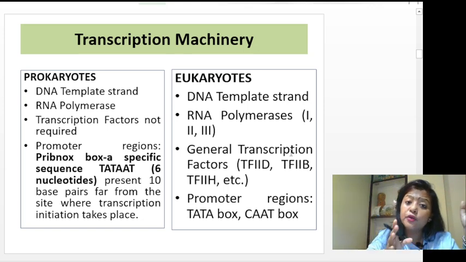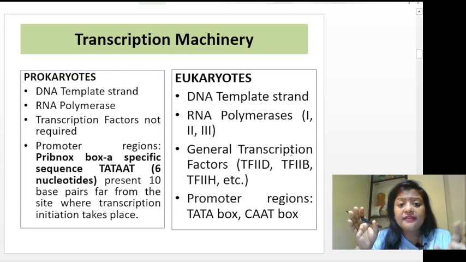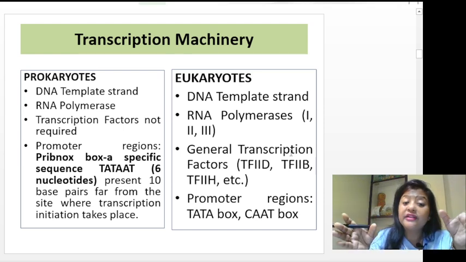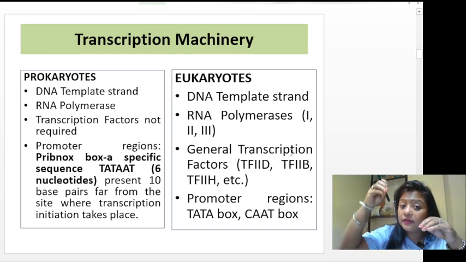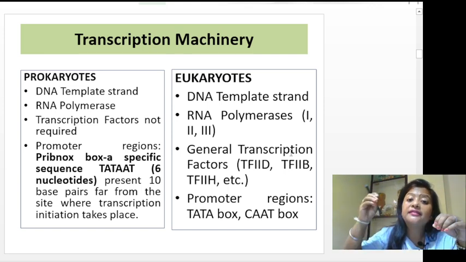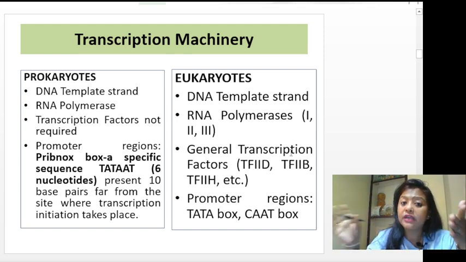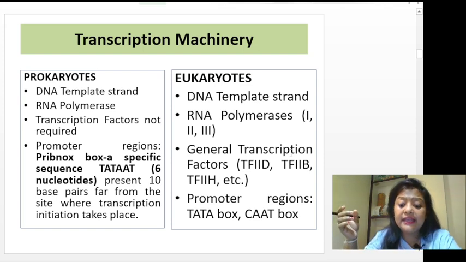Now in prokaryotes, there are some regions known as the Pribnow box. This box has a 6 nucleotide sequence, also known as the TATA sequence. This box is present 10 base pairs upstream from the site where transcription will actually initiate. But this type of box is not present in eukaryotes. Eukaryotes have different promoter regions, known as the TATA box and the CAAT box.